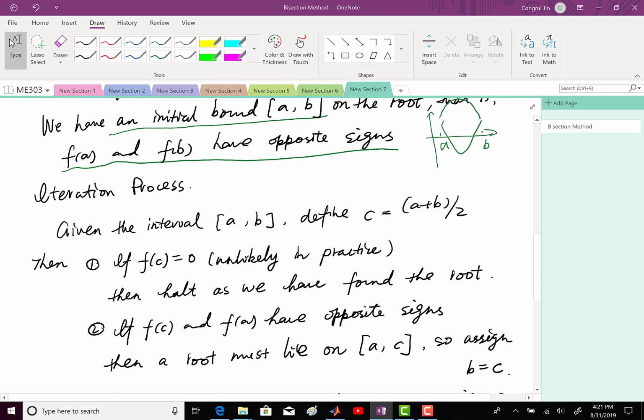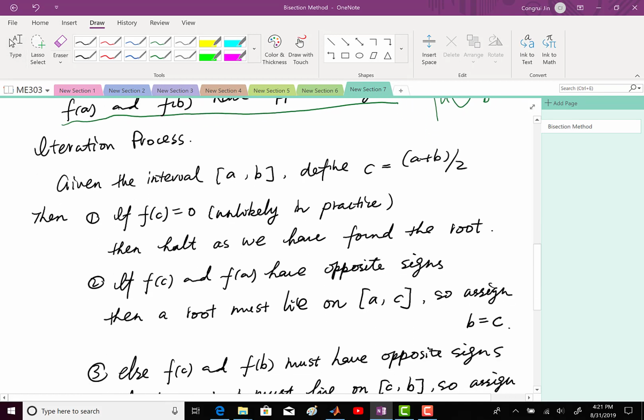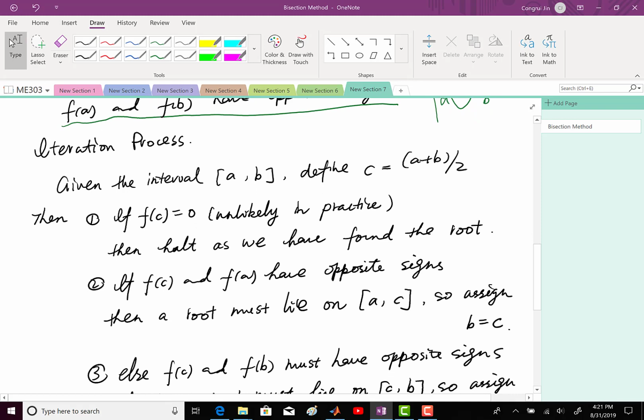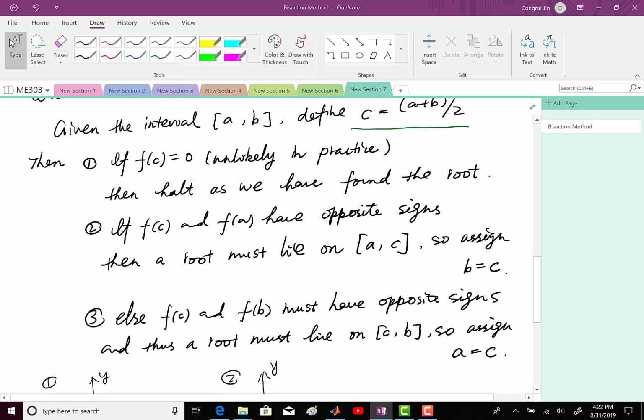Okay. So for the iteration process, given the interval from a to b, we define the middle point of this interval as c, and c is (a+b)/2. There will be three different scenarios. The first one is that the middle point happens to be the root, which is very unlikely in practice, but it's possible. Then we stop this method because we have already found the root.